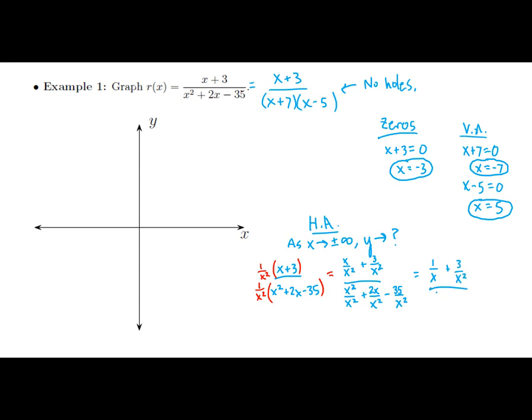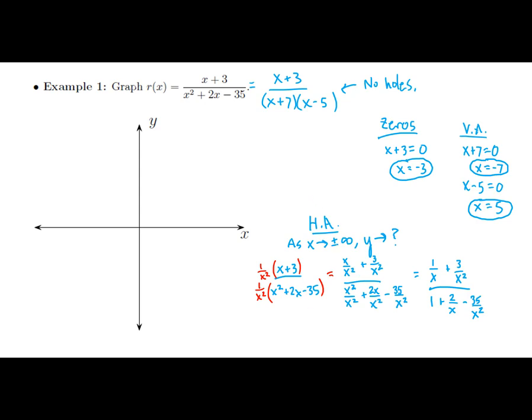3 over x squared stays the same. But then I have a 1 here plus a 2 over x minus a 35 over x squared. Now, here's the reason I did this.